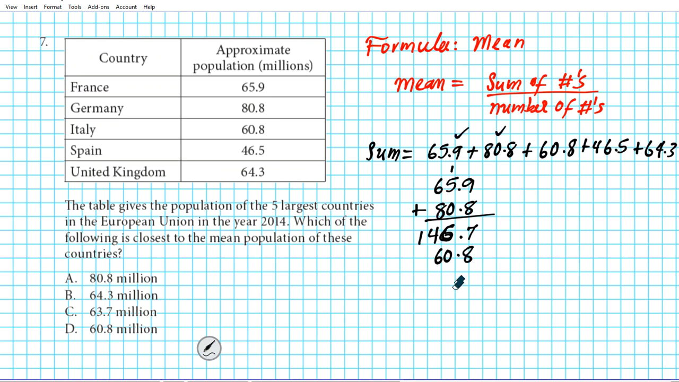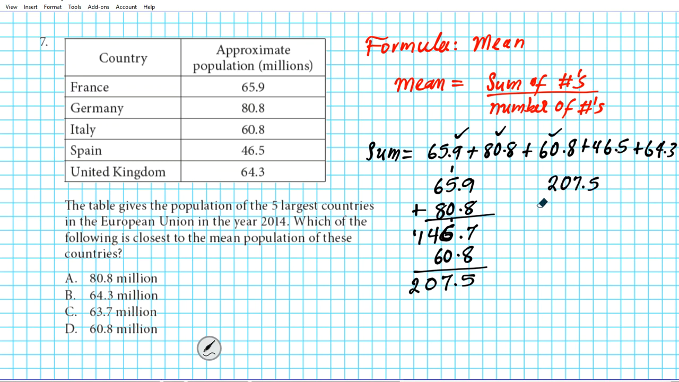We're now going to add the third one, 60.8. 7 plus 8 is 15. 5. Carry another 1. 1 plus 6 is 7. 4 plus 6 is 10. 0, carry 1. And we have 207.5. Okay, that's added.